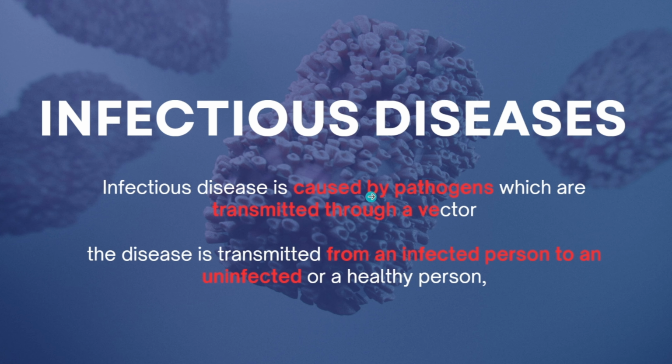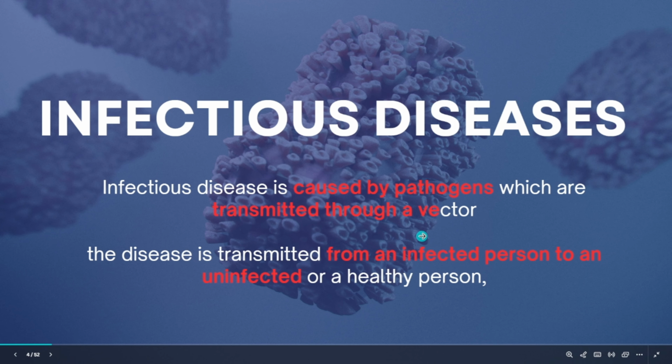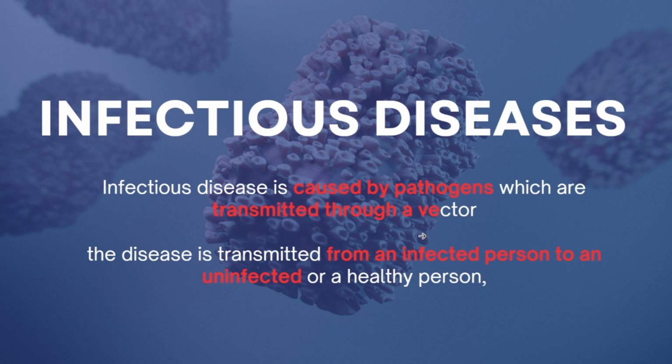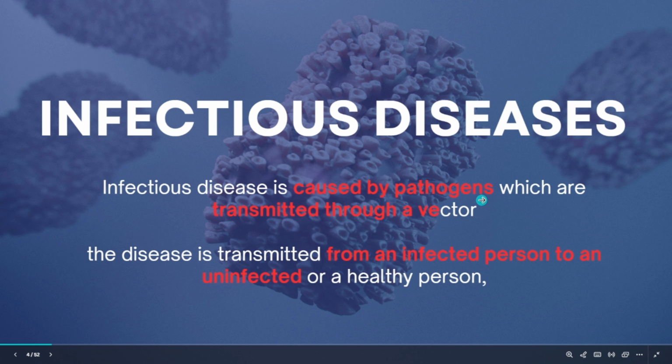First one is it is caused by pathogens. This is very important. And transmitted through a vector. And also it is transmitted from an infected person to an uninfected or healthy person. These 3 keywords you must include in the definition. Normally it is 3 marks, each keyword 1 mark. If you lose any keyword, then you lose marks. So these 3 keywords are very important.